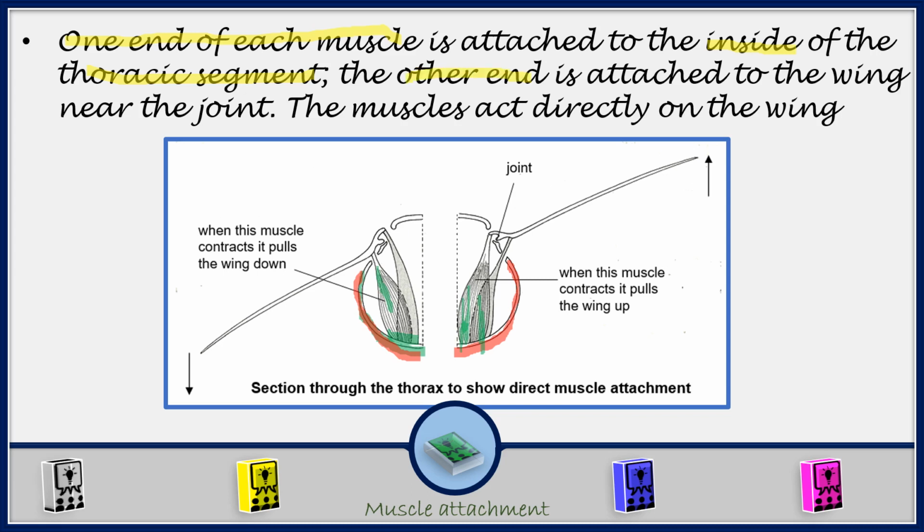Then the other end is attached to the wing near the joint. Then we have now this muscle here that you are seeing is attached to the point of the wing near the joint here. This is where we have our joint. So the muscle here goes and attaches itself near the joint. These muscles act directly on the wing. The muscles are acting directly on the wing. They just pull the wing and push the wing, as we shall see later on.